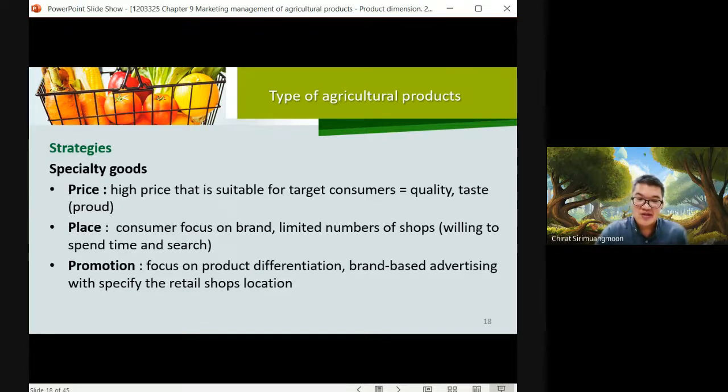Promotion. For promotion, the key component you need to do is making something different in terms of product differentiation. So you can focus on brand-based advertising, focusing on the quality or the special things that you have for the products.